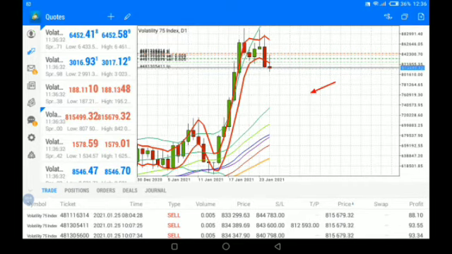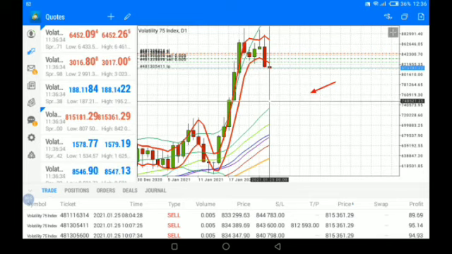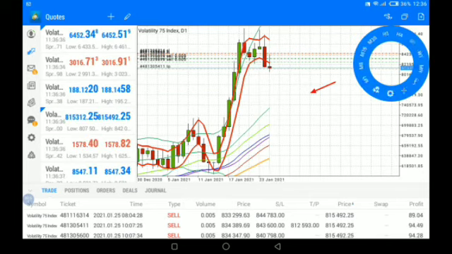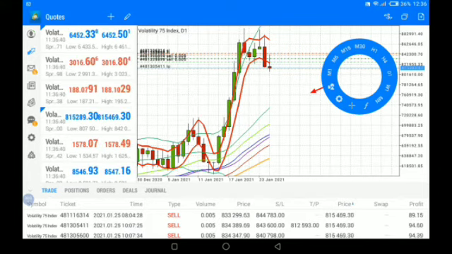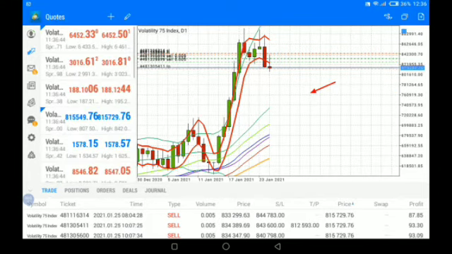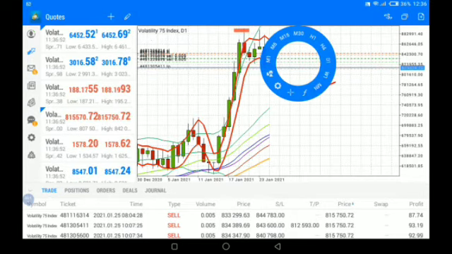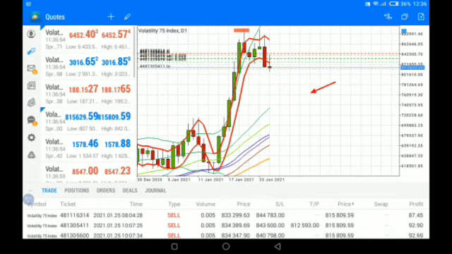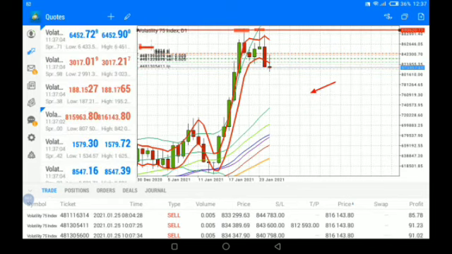We're looking at a double top setup: first top, second top. You can see this is a double top setup from the D1 time frame. Accordingly, this is telling us that we're going to have quite a long downtrend.